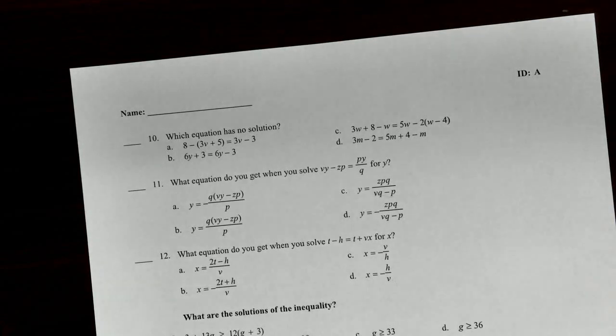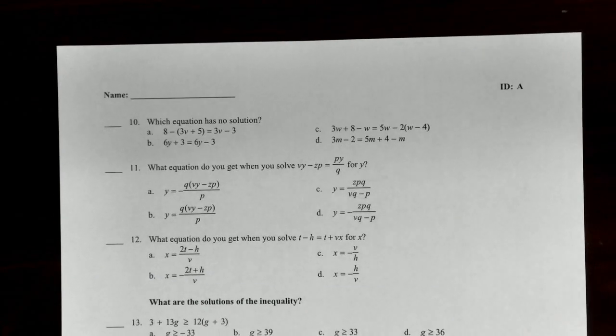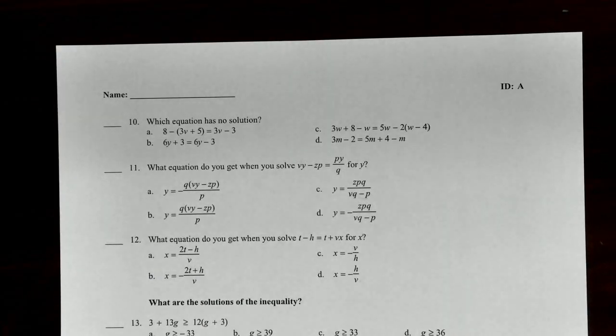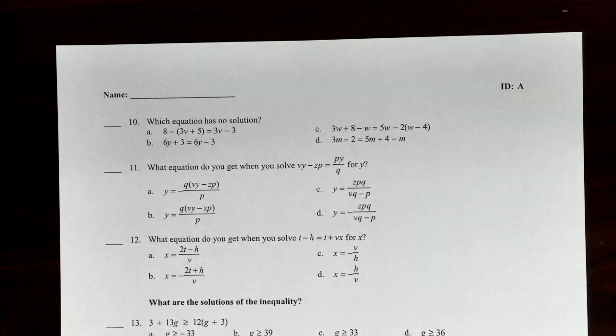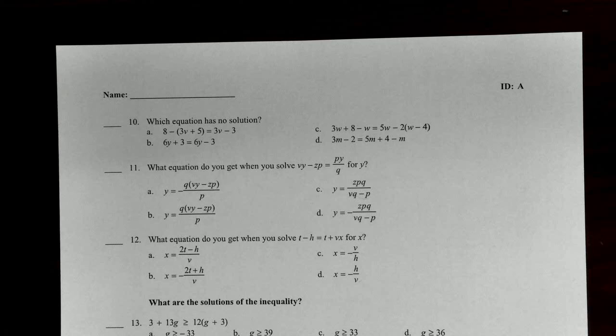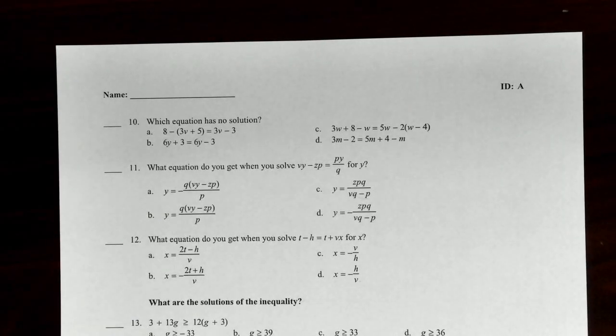So I'm looking at number 10. Number 10 says, which equation has no solution? Right? Which equation has no solution? Okay, so in order for it to be no solution, Taylor, what has to happen? It has to be false. Like it'd be like 3 equals 6. Okay, but what has to happen first before I look to see if it's true or false?